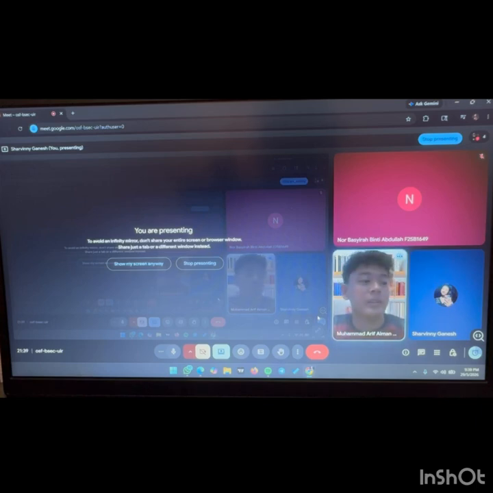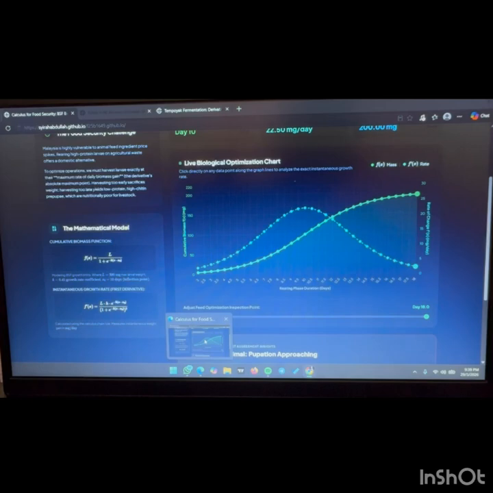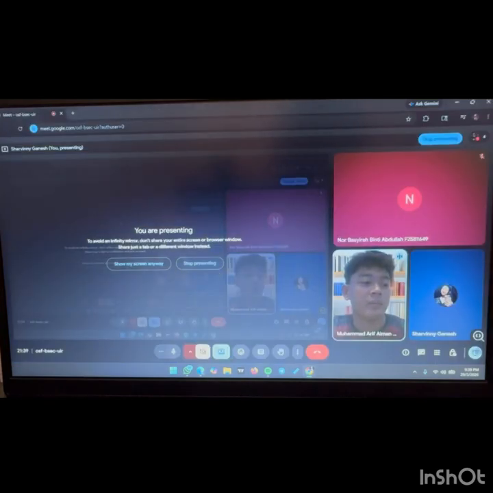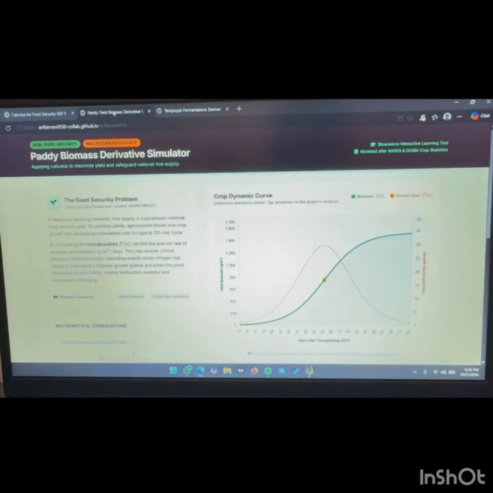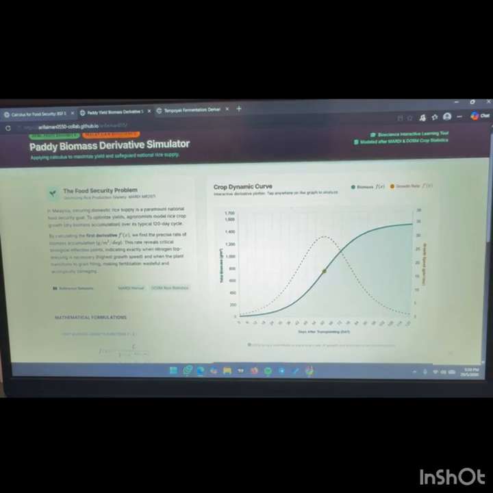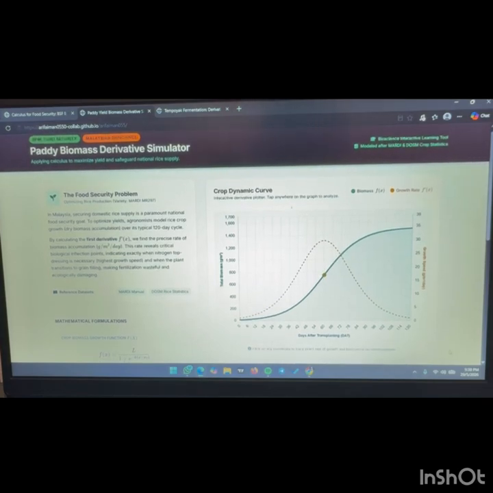Hello everyone. My name is Muhammad Aiman bin Badrihisam, and today I am happy to share my project with you, the Paddy Biomass Derivative Simulator. This is about rice farming. It uses maths ideas to track how a specific Malaysian rice variety, called MARDI MR297, grows over its 120-day life cycle. My goal is to help students and farmers grow more food efficiently.